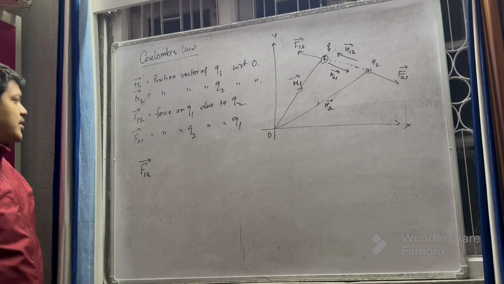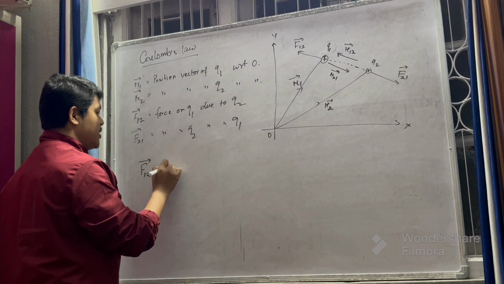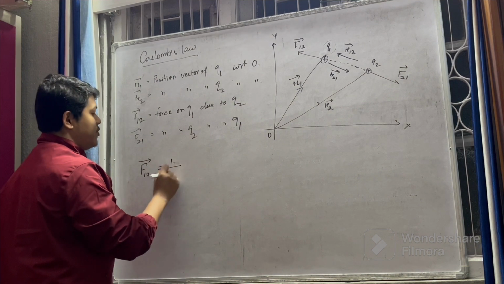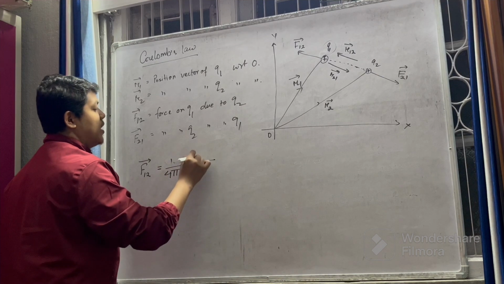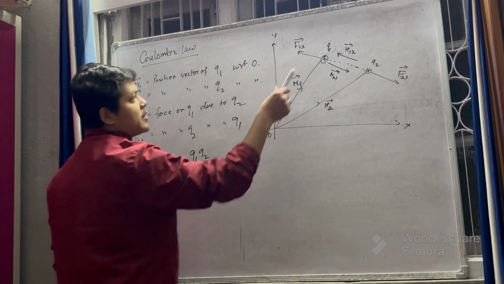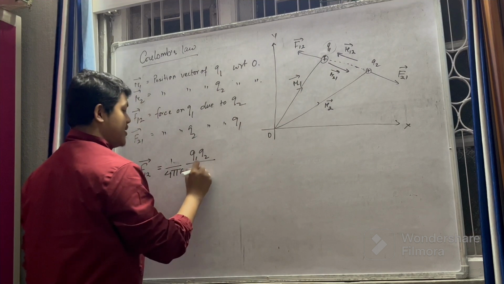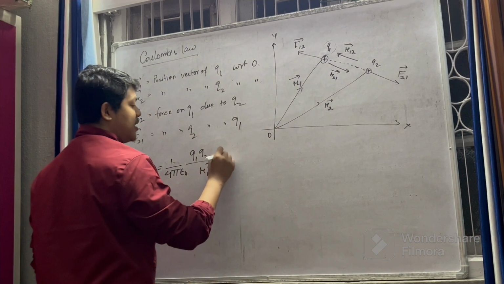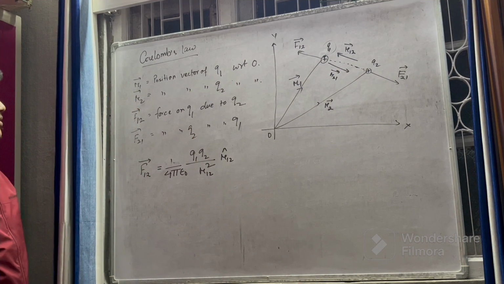Let us calculate F12. According to Coulomb's law, that must be equal to K, or you can write 1 by 4 pi epsilon naught, Q1 into Q2. Here the displacement towards F12 is R12, so we can write the magnitude of R12 square, then R12 unit vector, the unit vector of R12, right?